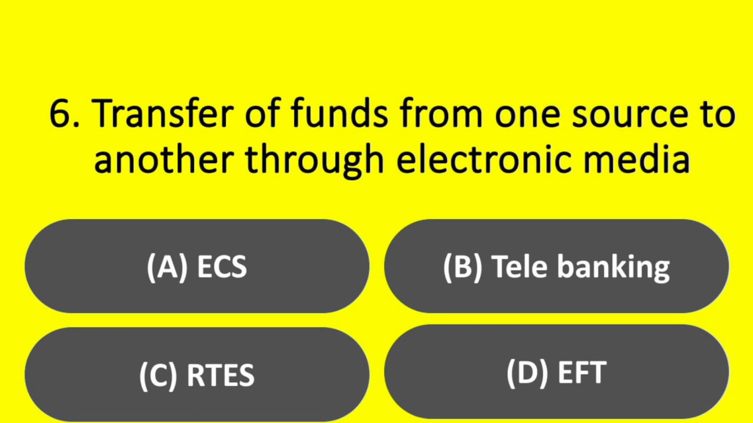Transfer of funds from one source to another through electronic media: option A, ECS; option B, telebanking; option C, RTGS; option D, EFT. Answer: option D, EFT.